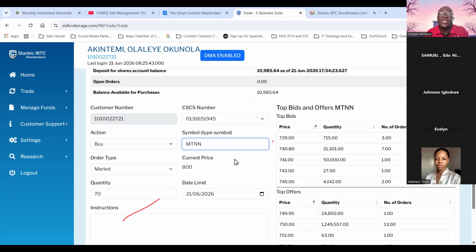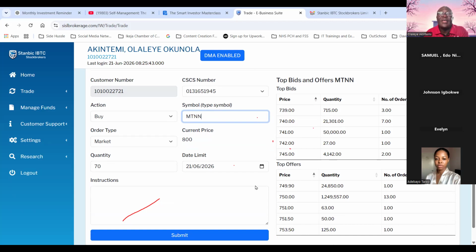Okay, so what I want to clarify to you now here is you can see that MTN is 800 naira per unit. So if I offer, let's say I offer 750 naira, will it be sold to me?